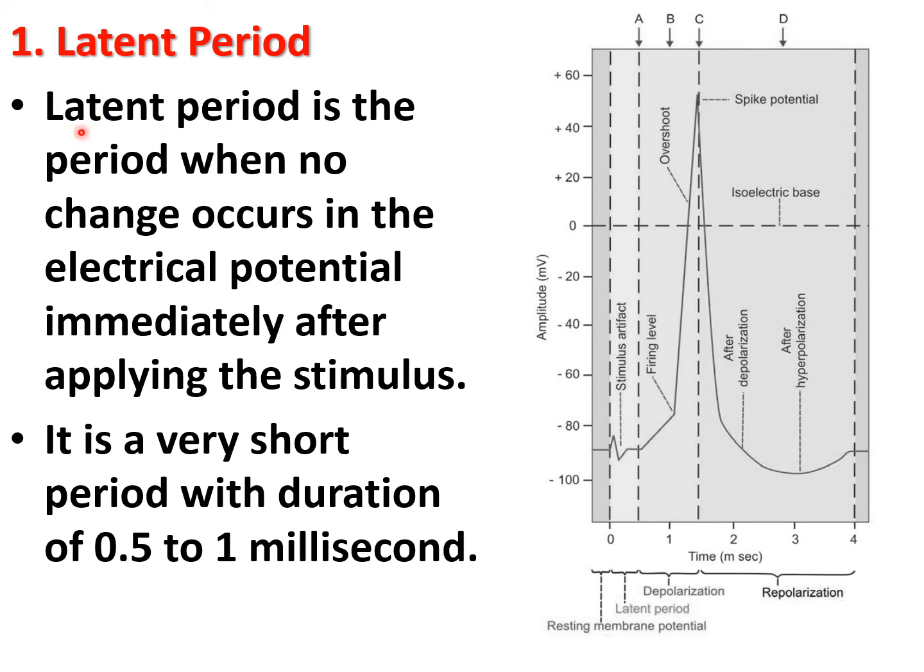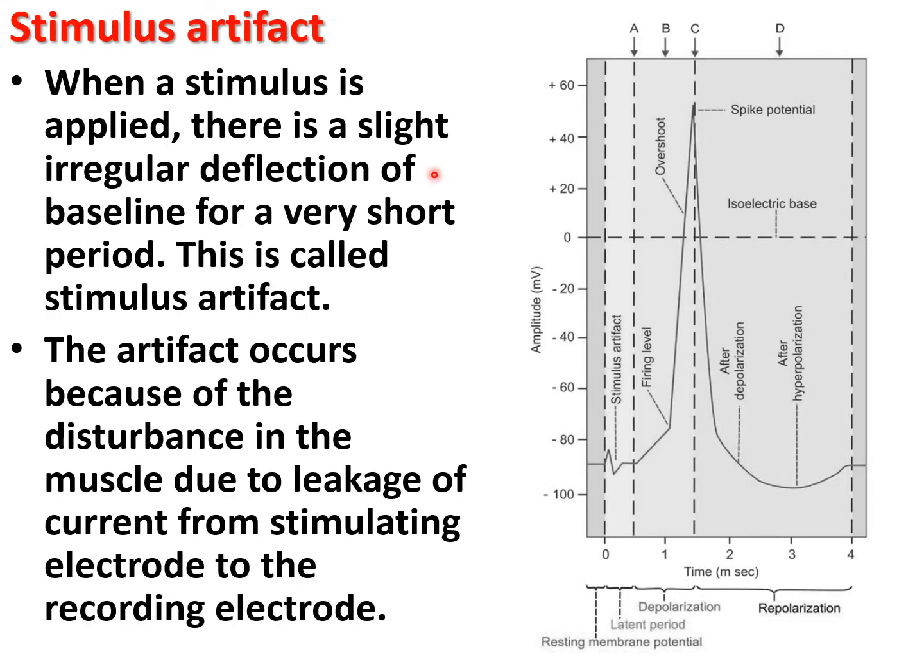Now the latent period. The latent period is the period when no change occurs in electrical potential immediately after applying the stimulus, and it is a very short period with a duration of 0.5 to 1 millisecond. This one is the latent period. Then the stimulus artifact. Here this is the stimulus artifact. When the stimulus is applied, there is a slight irregular deflection.